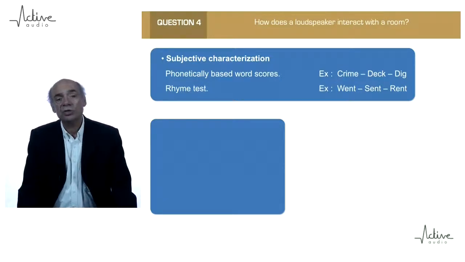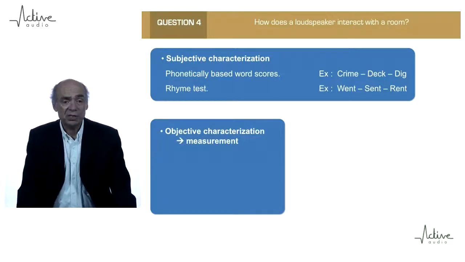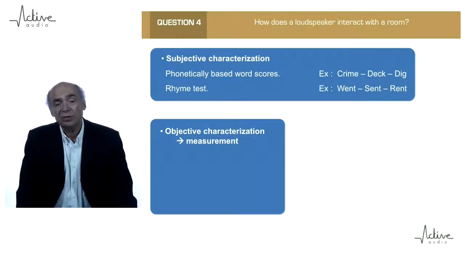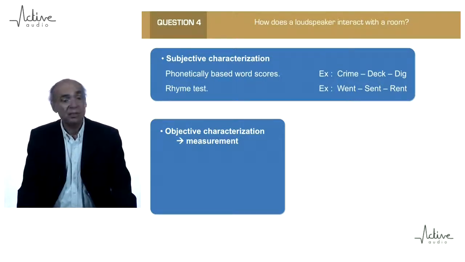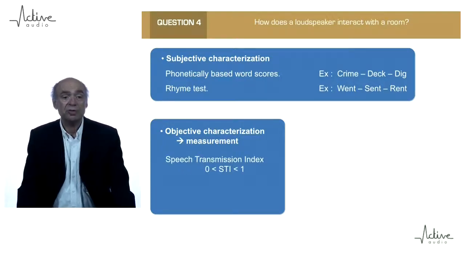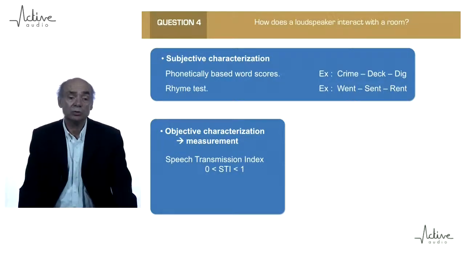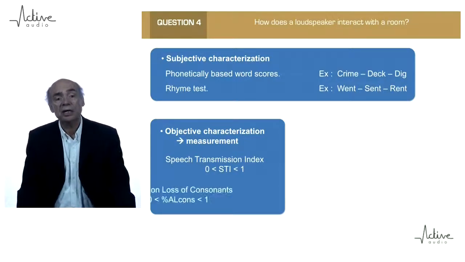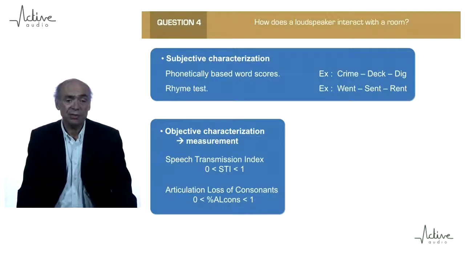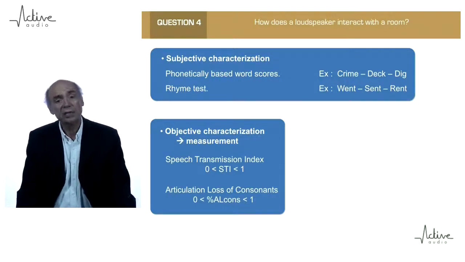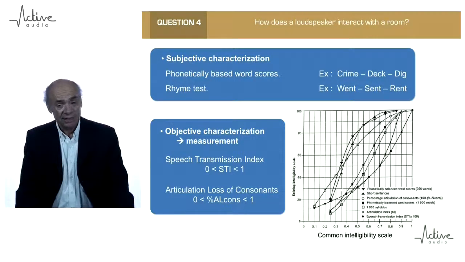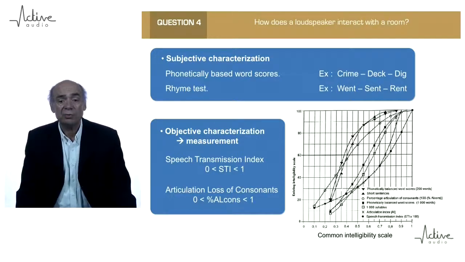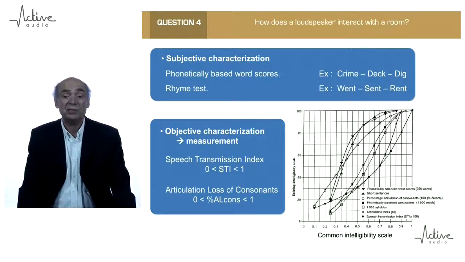So we usually prefer the objective measurements, which can be, for example, the speech transmission index, which is the most widely used index, but there are many other indices, for example, the articulation loss of consonants. Many other indices exist, which are summarized here on this common intelligibility scale.